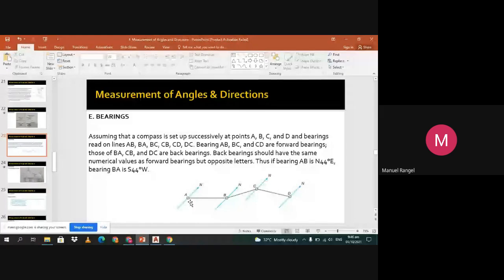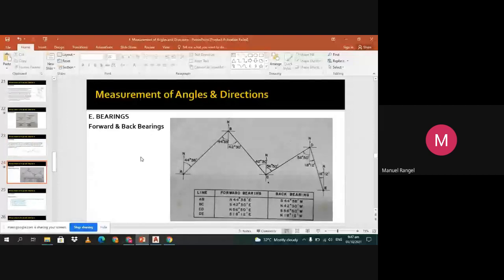So the possible bearing is just a sample angle, no. Line AB's forward bearing is, for example, 45 degrees. Then its back bearing from B to A, the direction changes from south to east to south to west. So the back and forward bearings should always be equal but differ in their directions. Okay, please take note of that. So these are examples of forward and back bearings.